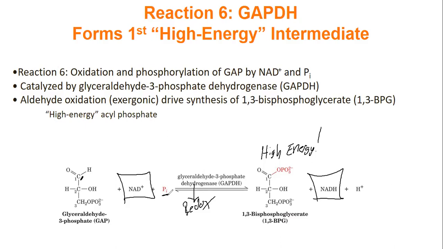If you notice here, we're taking in inorganic phosphate. Anytime you see PI, another word for that is inorganic phosphate. It is just simply a phosphate molecule that is floating around in water, right? Imagine ATP, you break off one of those phosphates, that's PI. So we're taking an inorganic phosphate that's just floating around anyways, sticking it onto GAP to make 1,3-bisphosphate glycerate.